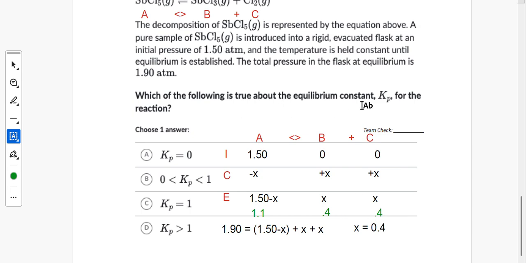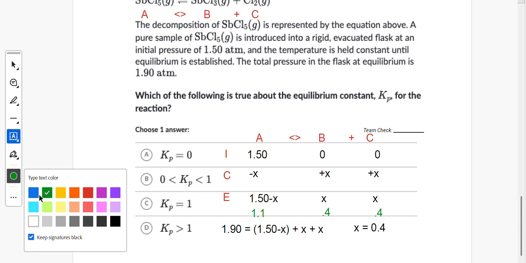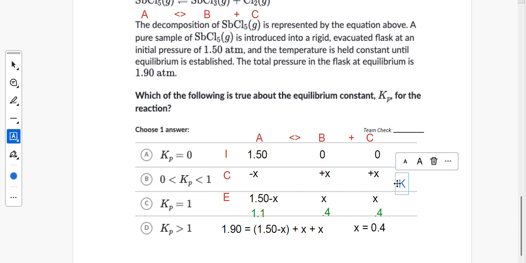Which of the following is true about the equilibrium constant Kp for the reaction? So now I just use those to calculate K. I don't know if I've used the color blue in this program yet. Why not? Let's calculate K over here. K is equal to products, which is going to be 0.4. Actually, I'll just show you all my work. 0.4 times 0.4, okay? And that's all going to be divided by, okay?